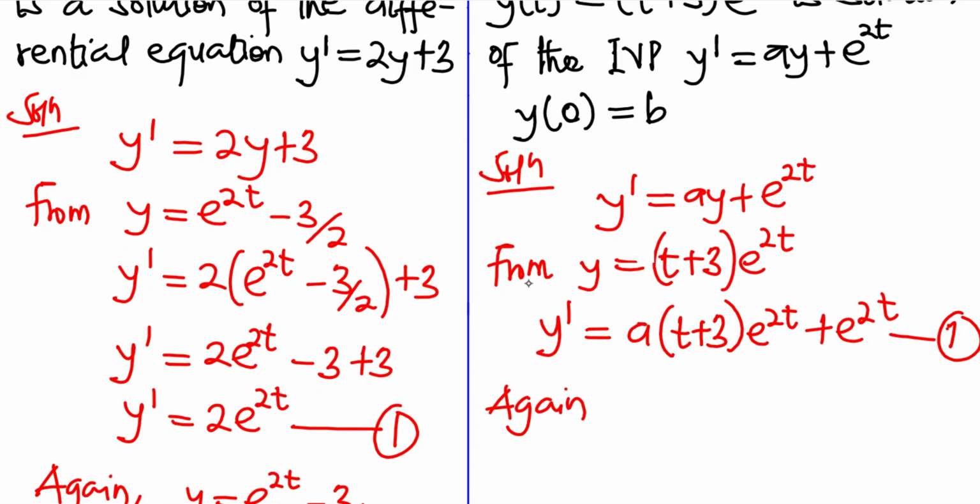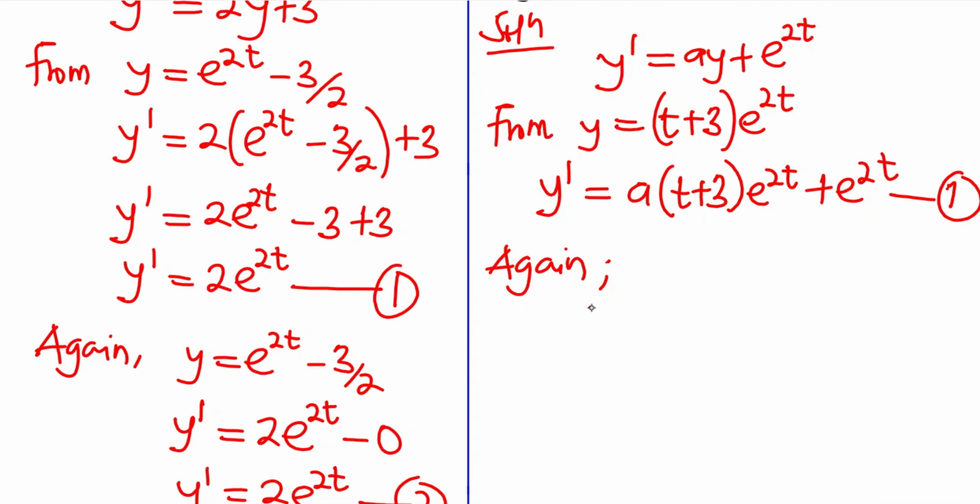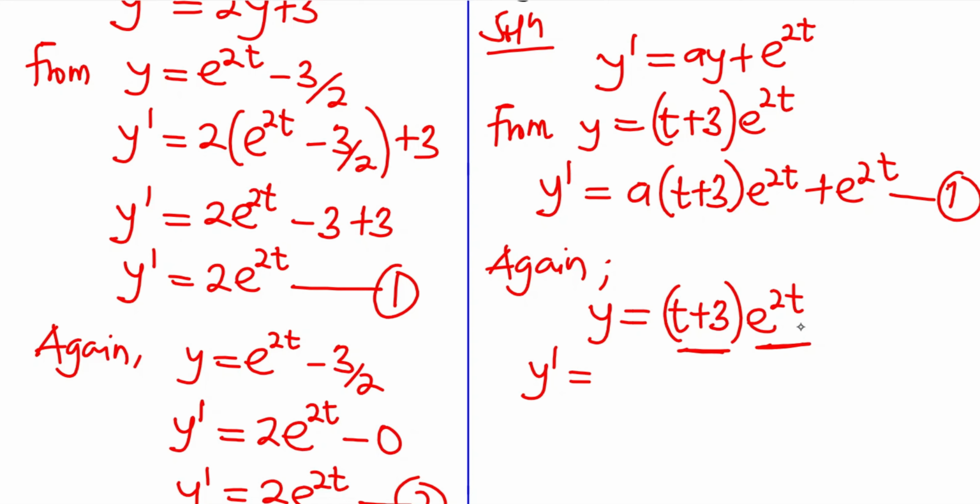Again we consider the solution of the differential equation, and the solution was given as this one, so we consider it and then differentiate. So from y, which is equal to (t + 3) e^(at), what do we do? We differentiate it. So when we differentiate, we have y prime equal to, these are two functions multiplying, we have t + 3 as one function, and we have e^(at) as another function. So to differentiate, we apply the product rule, which means first we maintain t + 3 and then we differentiate e^(at).